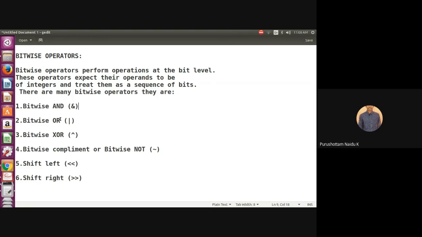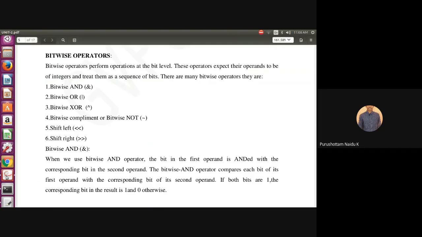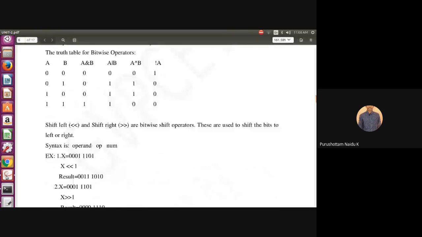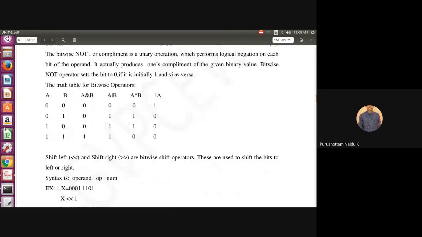First let us discuss the truth table of these bitwise operators, then we will discuss some examples. Let's see the truth table. A is one operand, B is another input. If you want to perform bitwise AND between A and B, the output is 1 only if both inputs are 1, otherwise 0.